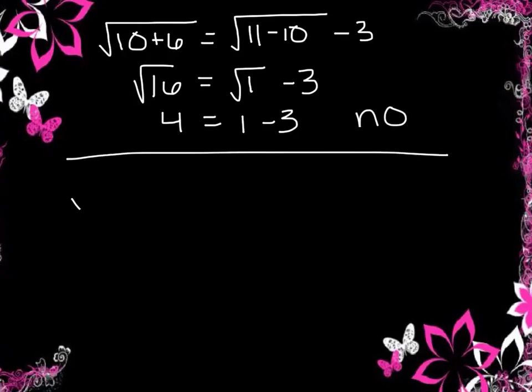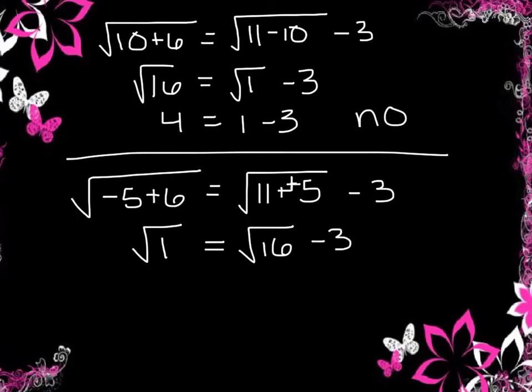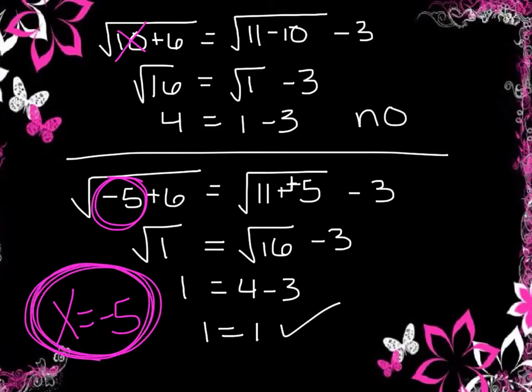Check the other one. We're going to plug in the negative 5 now, so negative 5 plus 6 equals the square root of 11 minus negative 5, which becomes plus positive, and then minus 3. So I have the square root of 1 equals the square root of 16 minus 3. 1 equals 4 minus 3. Yay, 1 does equal 1. So our final answer for this problem is not the 10, only the negative 5. So x equals negative 5 is it, and you are finished.